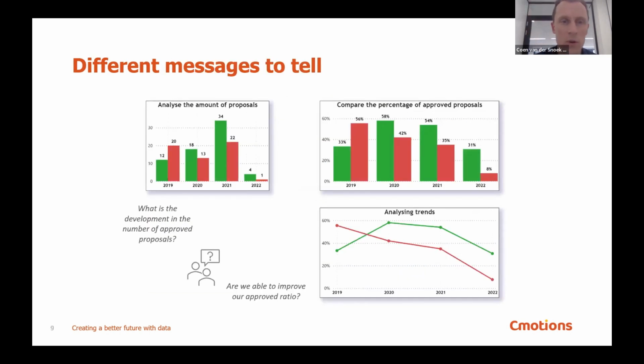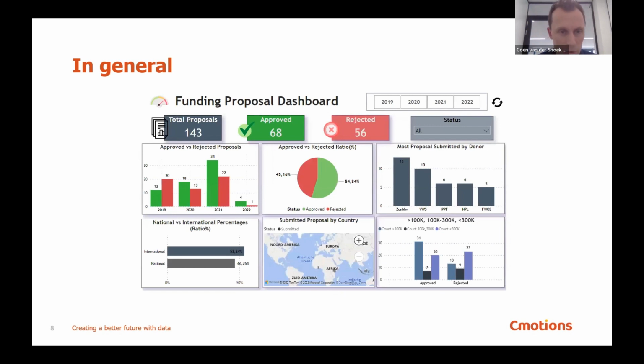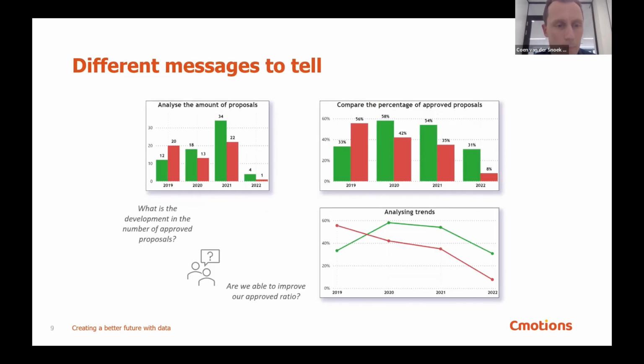So if you're looking at the message you want to tell, you see in the top left the approved versus rejected proposals. Well, if the question is what's the development in the number of approved proposals, this visual is great. But if you actually want to compare the percentages, then it's better to just show those percentages. And when I look at the bar chart at the top right, immediately I see that the rejected percentages are going down, which is pretty nice. But I also think, why don't I then create a line chart? And that maybe better suits the need of the question you have.